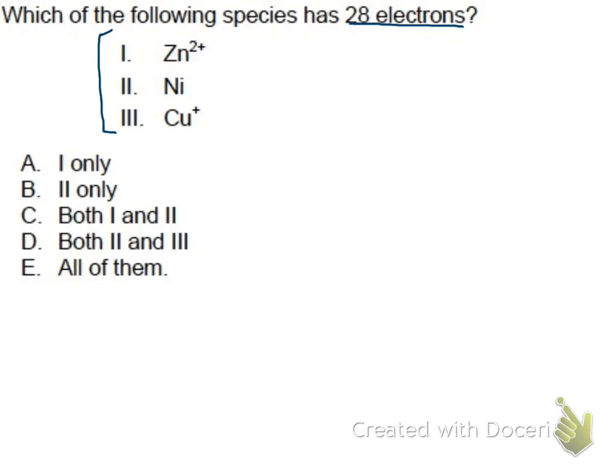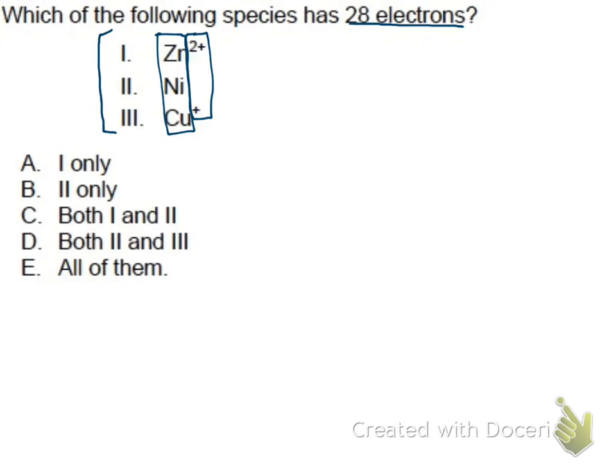The information that we're being given is essentially the identity of the species and then the charge that the species carries. Since we're being given three choices, and our answers A, B, C, D, and E could include some mix of those, if I were solving this problem, I would just determine how many electrons each one of these species has, and then from there decide what the correct answer is. So let's do that.